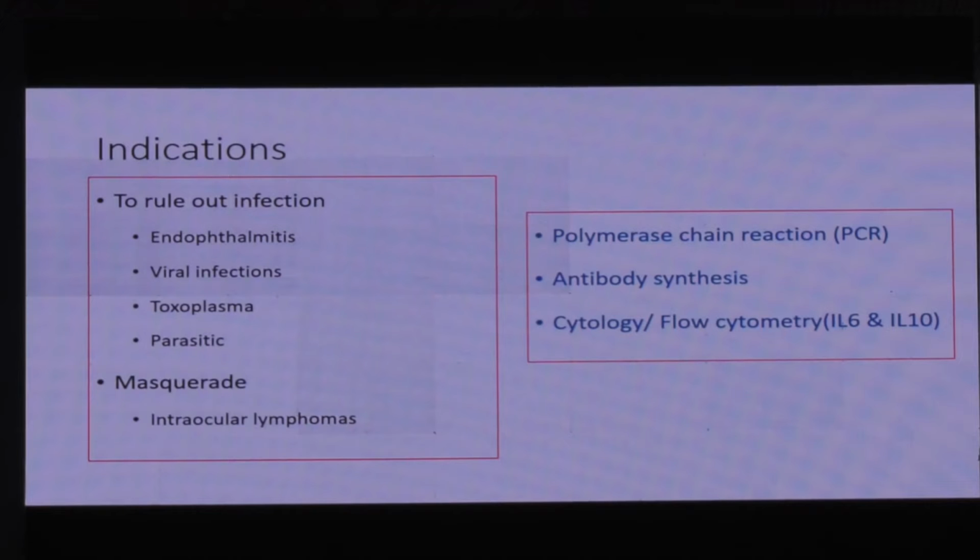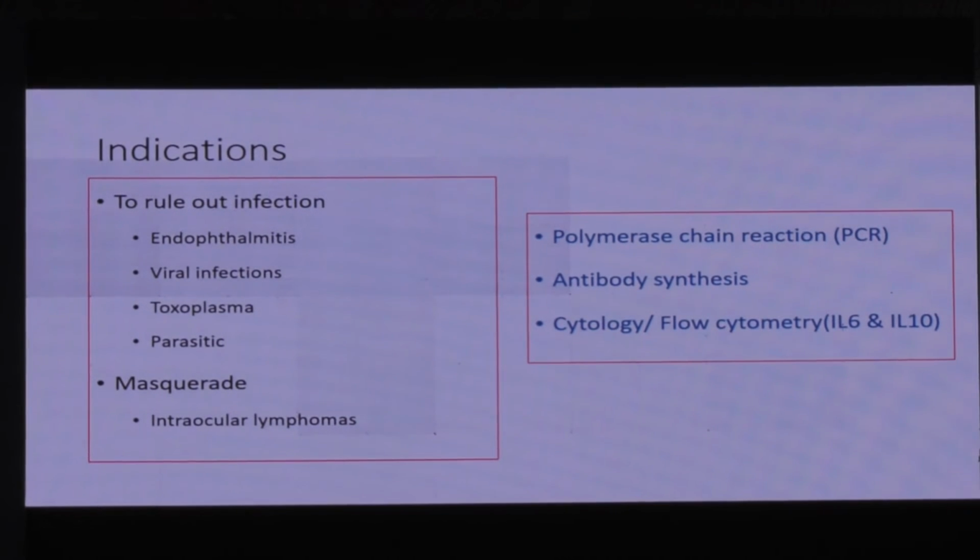So these are the tests which we do from the fluid which we obtain, and the most common test which we normally do is the PCR. Along with this, we also can look at the antibody synthesis, what we call as the Goldmann-Witmer coefficient, and this is quite useful in patients if you're dealing with conditions like toxoplasma and rubella, where we look at the antibody levels in the aqueous as well as in the blood.